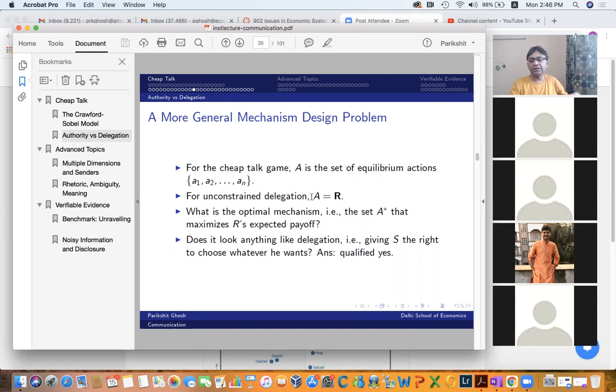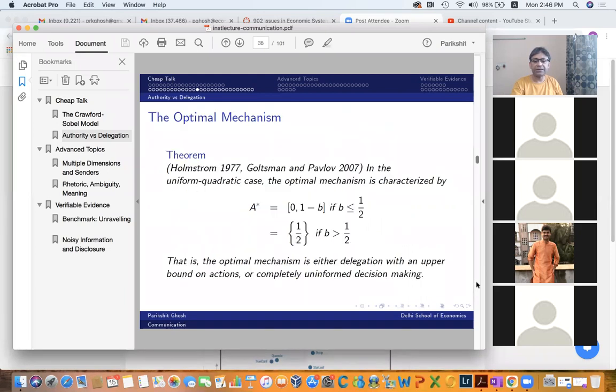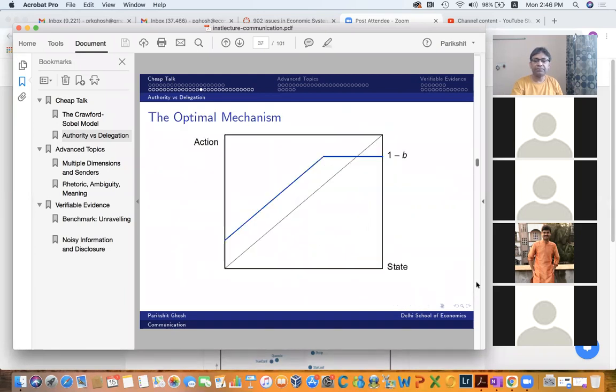The other comparison that we were doing, the other option, is unconstrained delegation. The receiver just tells the sender, you can do whatever you please. The entire zero-one action space is open to you. You decide. All right. Now, the question is, what is the optimal mechanism in terms of these sets? If you could restrict the set of actions in any which way you want, then as a receiver, how would you want to restrict it? And the answer to that is given by this problem.